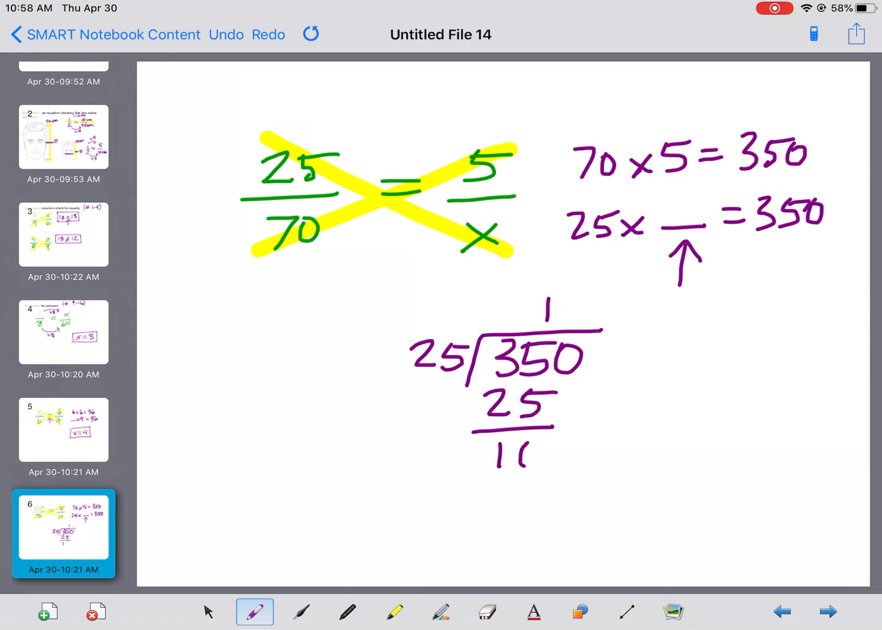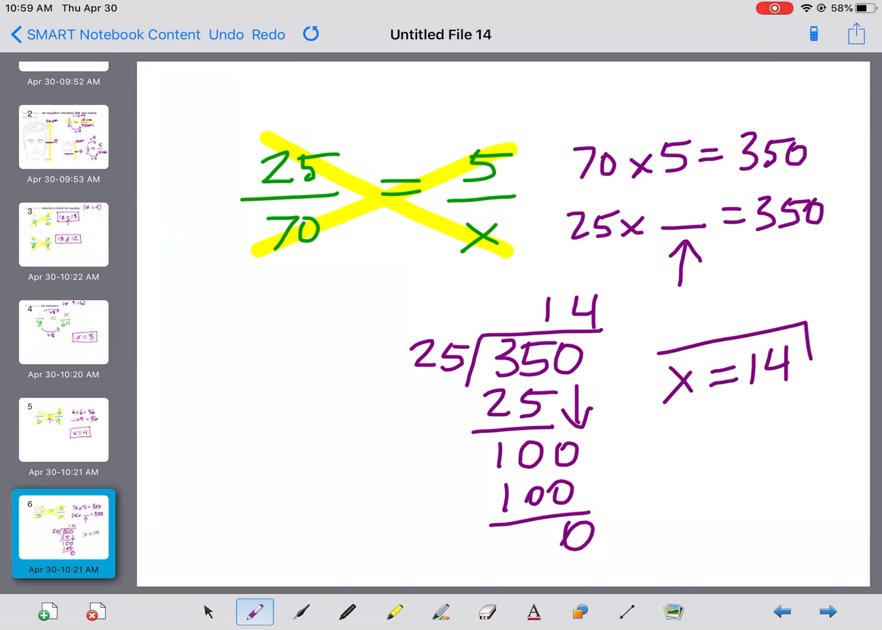So it goes once, we end up with 25, subtract, we've got a 10, bring it down, 4 times 25 is 100, end up with a remainder of 0. All right, so our final answer is x equals 14. And if you check that, if you do 14 times 25, you should end up with 350. So just using what you know about cross products to find the missing numbers in these proportions. Some of them you may be able to just treat like an equivalent fraction. Some of them may be a little bit more complicated. So use the different strategies depending on what question is before you.